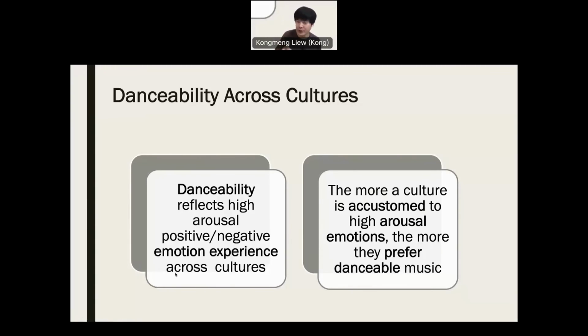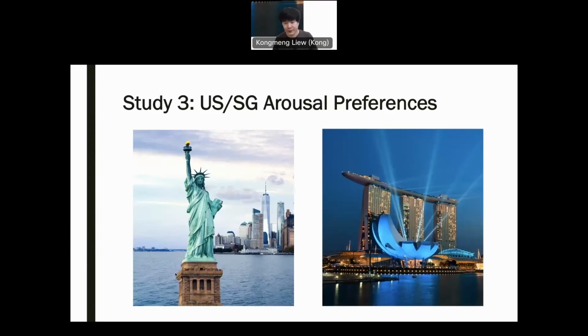So we hypothesize that the more a culture is accustomed to high arousal emotions in their daily life, the more they would prefer danceable music. Because if you look at the US and Japan, high arousal emotions are much more prevalent in the US than they are in Japan, just by going by affect valuation theory. And so what we did next was to look at arousal in music preferences between the US and Singapore.